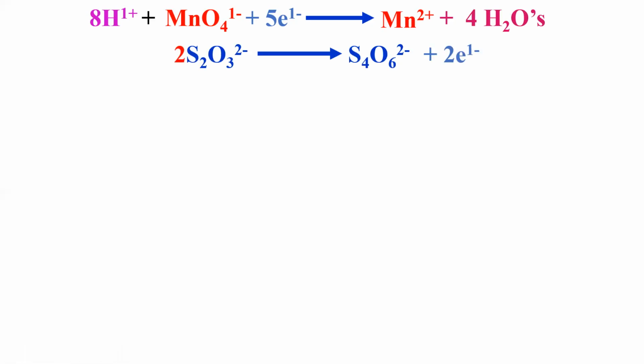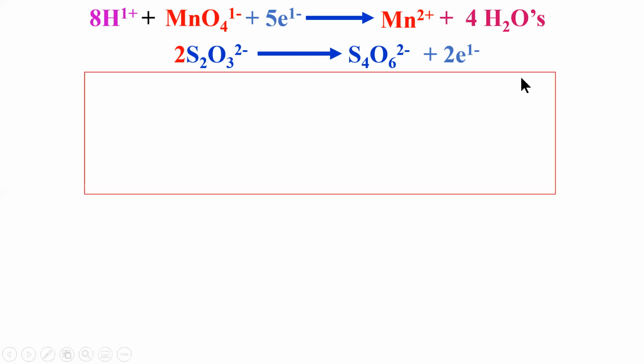So we now have the electrons in our half reactions. And now you can actually tell what's being reduced and what's being oxidized. A gain of electrons, remember, is reduction. A loss of electrons is oxidation. So we can see the manganese is gaining electrons. The sulfur is losing electrons.